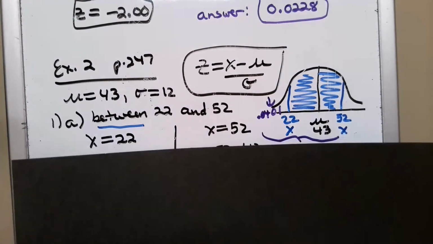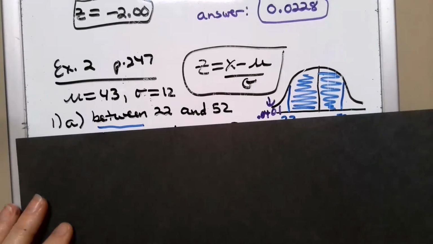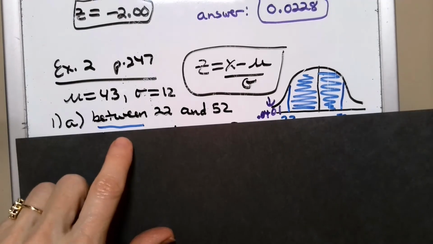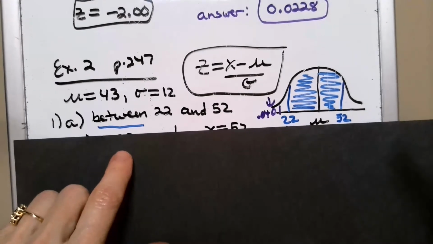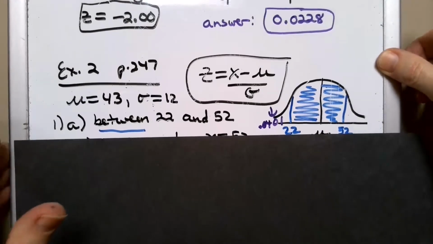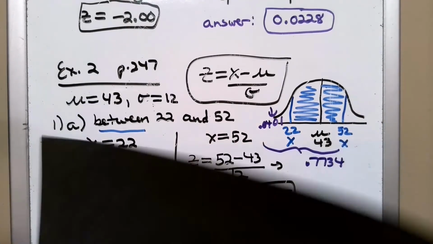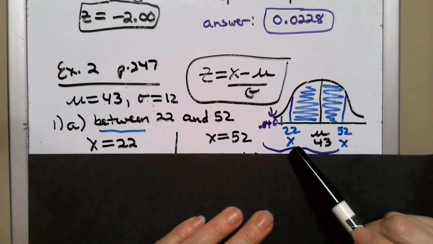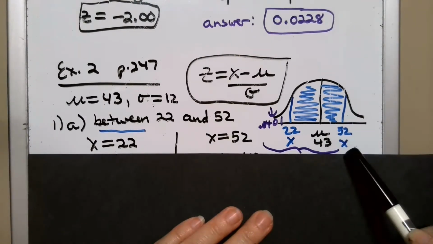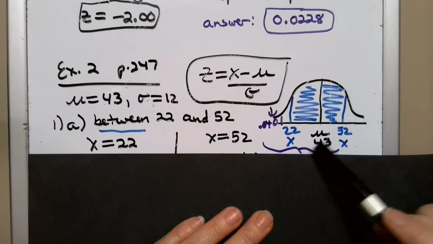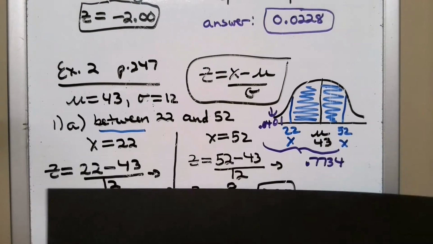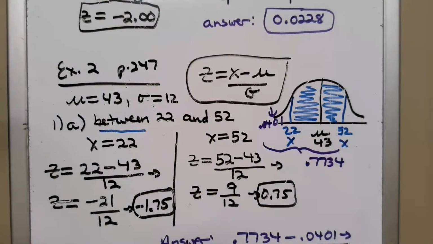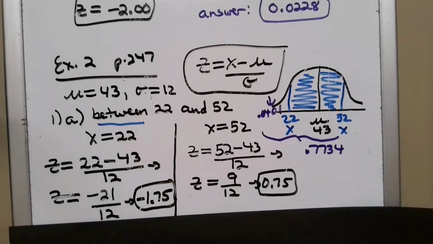Okay, so the first question is between 22 and 52 minutes. Between is the key word here. So when I draw that picture, I'm going to put the mean mu in the middle of 43 here, and 22 minutes is less than 43, so that's to the left of the mean. 52 minutes is more than 43, so that's to the right of the mean, and I'm shading between, as it says in blue. So I'm going to go over here, and I'm going to calculate z-scores for 22 and 52 minutes.